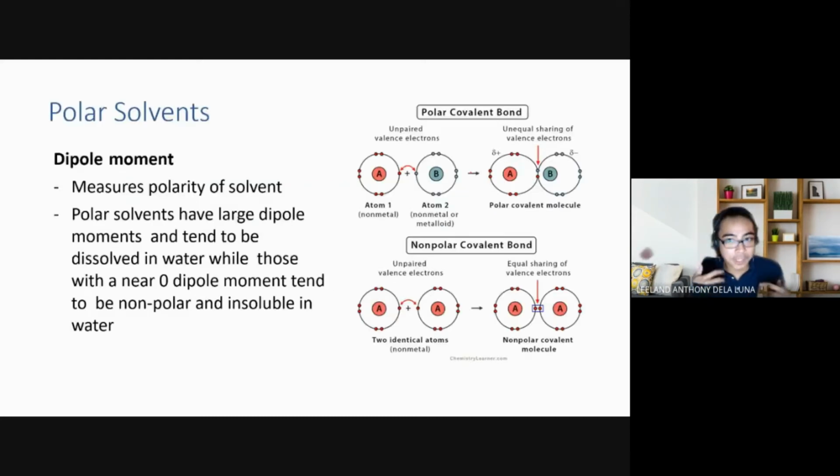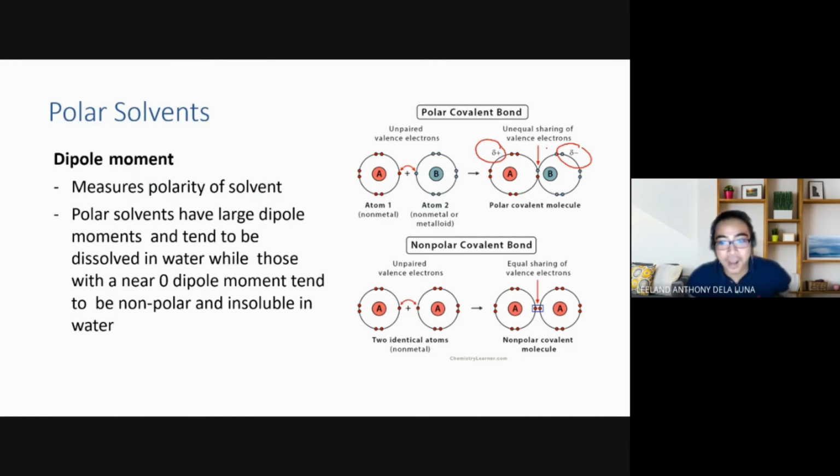For polar solvents, an important factor in determining whether a solvent is polar or not is the presence of a dipole moment. A dipole moment is simply the presence of a defined negative and positive side in your molecule. Like this one, you'll know this molecule is polar because one side is positive and the other side is negative. Its polarity is defined.